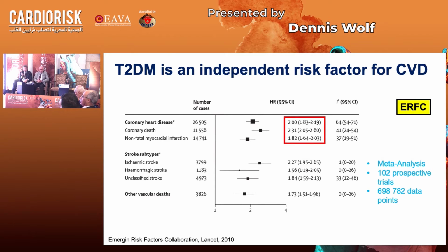Let's now look at the specific risk for cardiovascular disease caused by diabetes mellitus. I'm showing you an analysis of the Emerging Risk Factors Collaboration from 2010, which is a meta-analysis of more than 100 prospective trials and almost 700,000 data points. What you see, and this is really the number that you need to keep in mind, is an almost twofold increase for several cardiovascular entities, such as coronary heart disease, coronary death, non-fatal myocardial infarction, and also several subtypes of stroke. So the risk that is conferred by diabetes mellitus to develop those cardiovascular complications is almost increased by twofold.